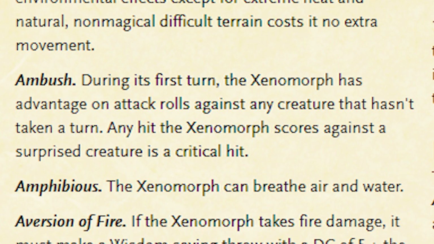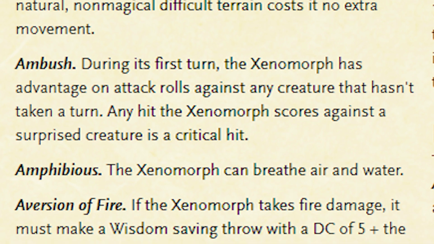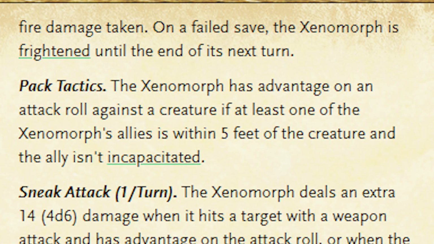The next trait is Aversion to Fire. If the Xenomorph takes fire damage, it must make a Wisdom saving throw. The DC is 5 plus the fire damage taken. On a failed save, the Xenomorph is frightened until the end of its next turn.